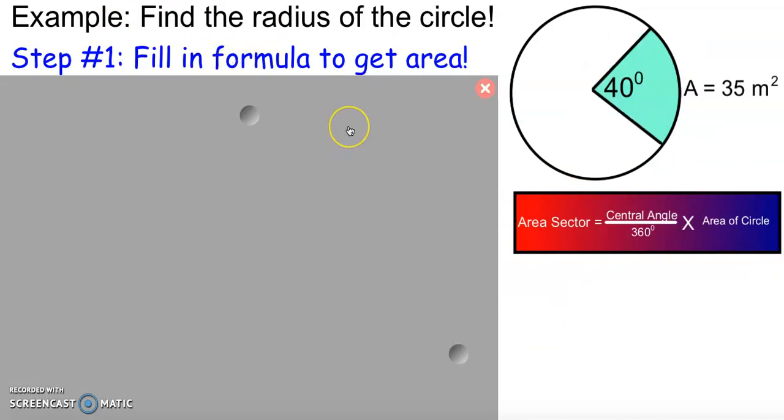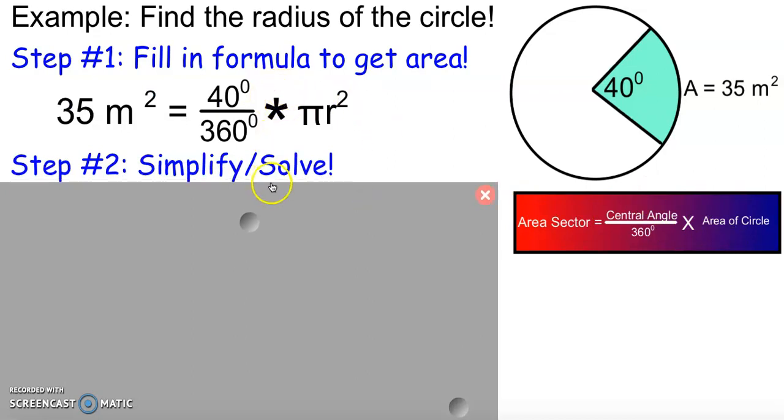All right, so let's try a completely different problem now. You've seen basically the same problem done a bunch of different ways, but let's take a look at this one. It's a new problem. I know that the area of the sector is 35 meters squared. The sector is 40 degrees. So I'm going to go 40 over 360, which reduces to 1 over 9, times area of circle equals 35.